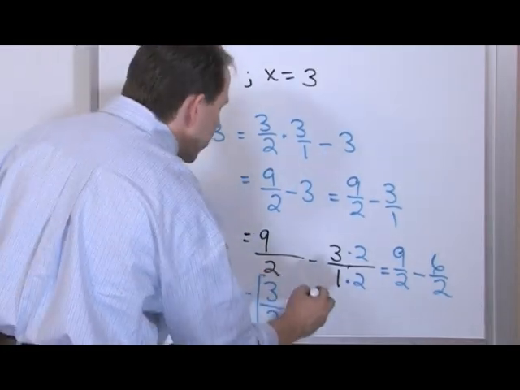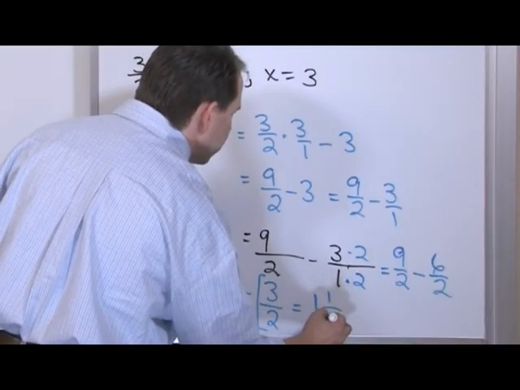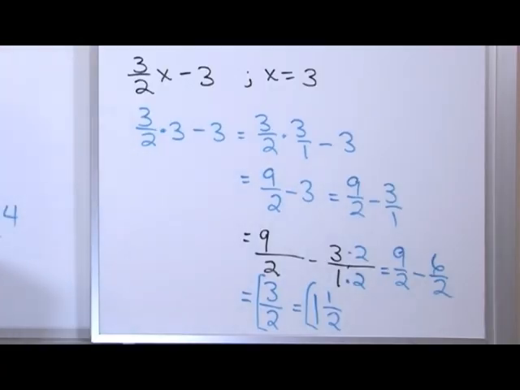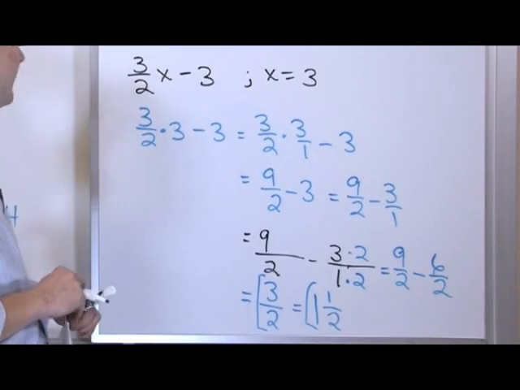2 goes into 3 one time with 1 left over. So you can write it either way, 1.5 or 3/2, however you're more comfortable writing it. Some teachers will let you keep it in this form. Some teachers will make you convert it.